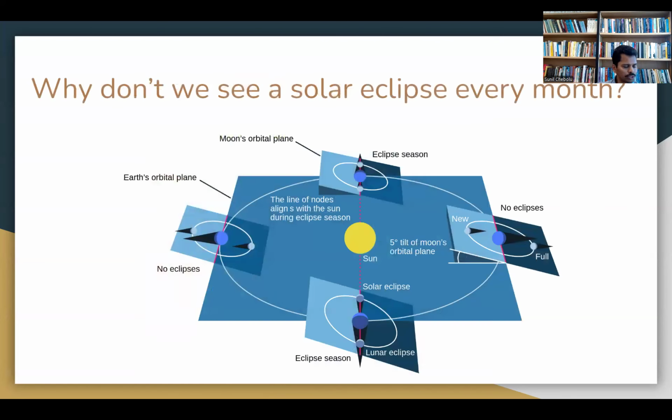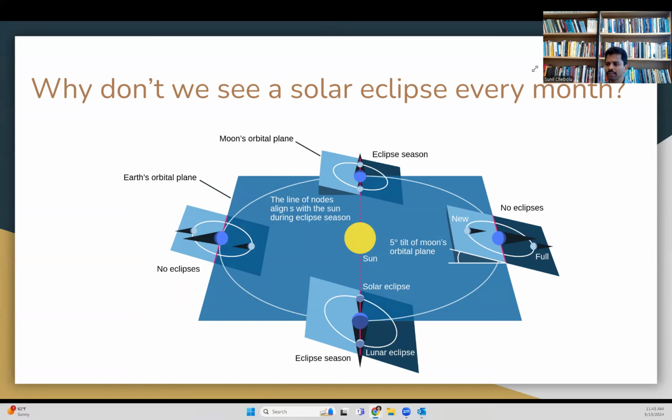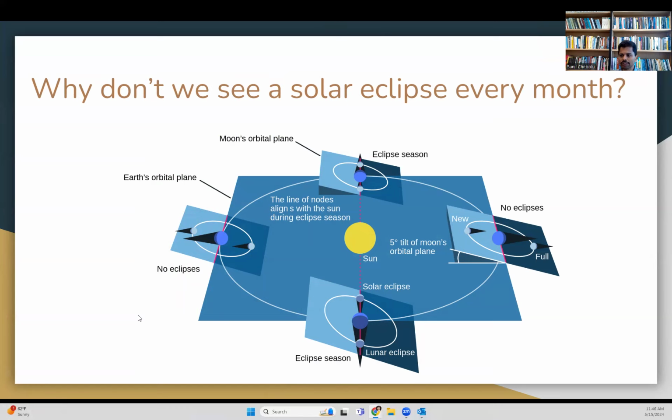Okay, if that is all there is to it, then why don't we see a solar eclipse every month? A very natural question that begs to be answered. And the reason you don't see a solar eclipse every month is because the moon's orbital plane is tilted by about 5 degrees with respect to the orbital plane of the Earth going around the sun. So that's called the ecliptic. Because these two planes don't line up, you don't get an eclipse every month.